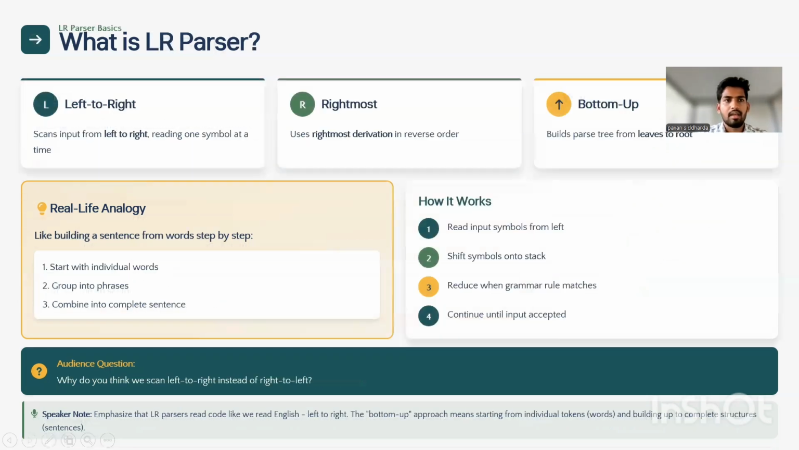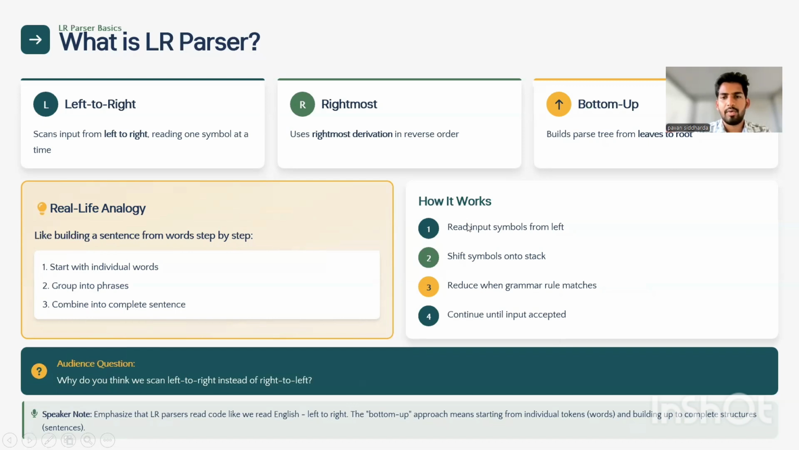Coming to the LR parser, what is an LR parser? L stands for left to right, and R stands for rightmost. In left to right, the parser scans the input from left to right, reading one symbol at a time. Rightmost means it is the rightmost derivation in reverse order. Bottom-up means the parsing goes from leaves to root, from bottom to up. You can see the example here in a real life analogy, like reading a sentence word by word, step by step. We start with individual words, move into phrases, and then combine into complete sentences.